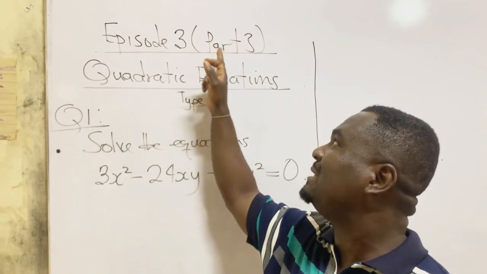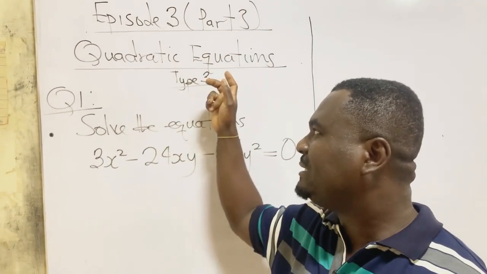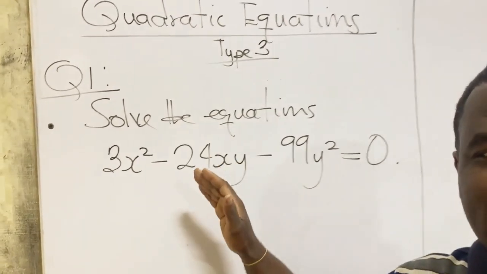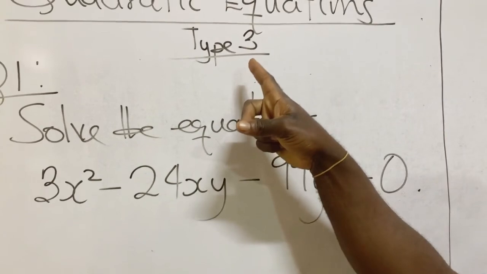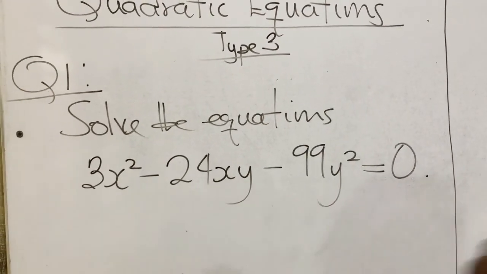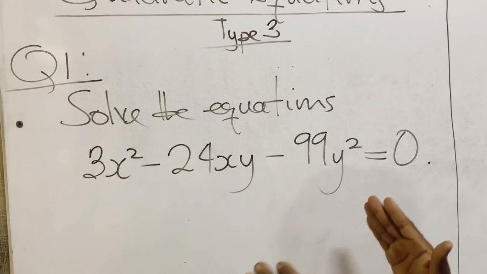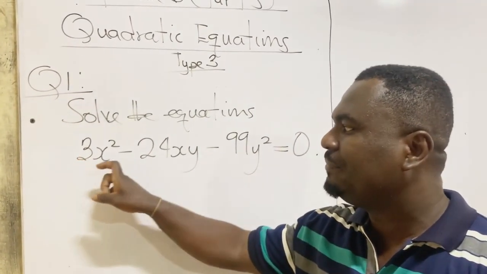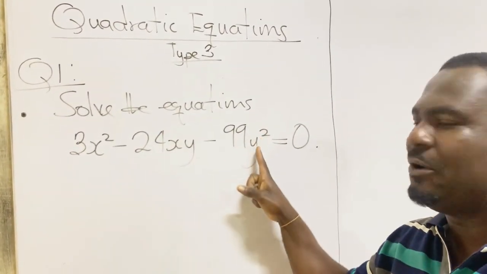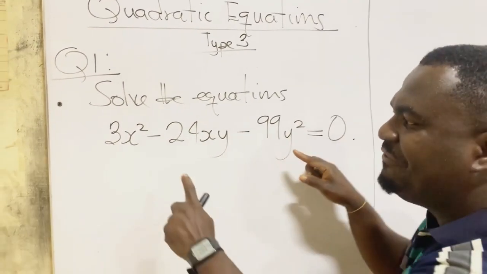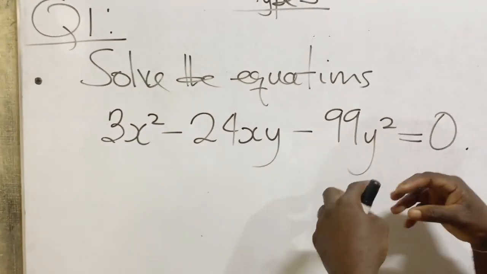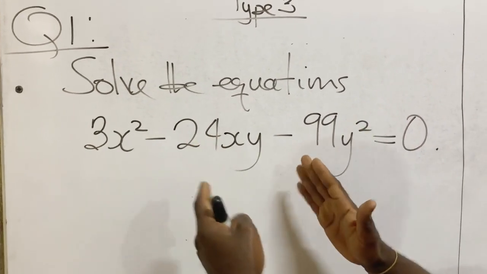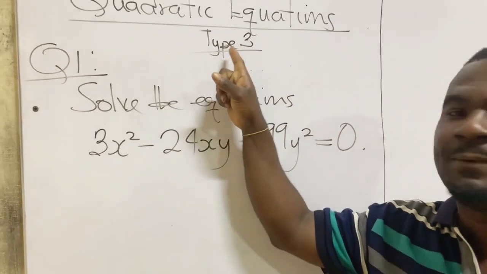Episode 3, part 3, still on the quadratic equation. We are given a quadratic equation to be solved, and this time around, the quadratic equation given is a type 3. I explained in my previous video that with the type 3 quadratic equation, you can see the quadratic term as your first term, and the quadratic term is seen at your last term. The variables x and y are used to form the middle term. So it tells you that the equation on the board is a quadratic equation type 3.